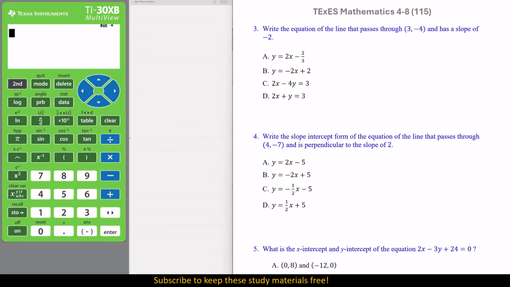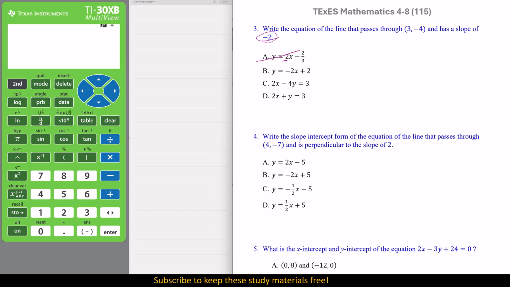Number 3: write the equation of the line that passes through (3, -4) and has a slope of -2. Before we even begin, we can see that A is not an option because the slope is -2 and A has a slope of +2. So that's out. B is definitely a possibility, but we're not sure yet. Let's look at C and D. We could test B right away in our calculator, however, let's look at C and D in slope-intercept form and see if we even have the right slope.